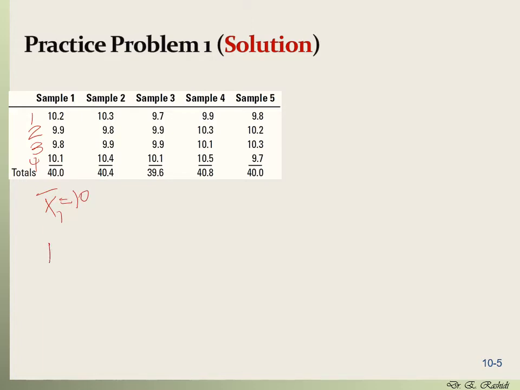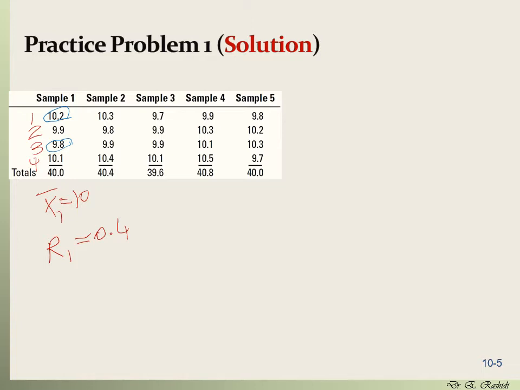What is the range for sample 1? R1 is the maximum here minus the minimum. Maximum is 10.2, minimum is 9.8. So that's actually 0.4. So the range is 0.4. And then we're going to do this for sample 2, sample 3, sample 4, and sample 5. I'm going to skip sample 2, 3, and 4.